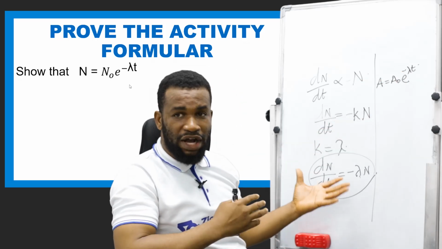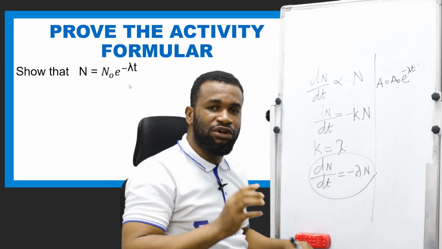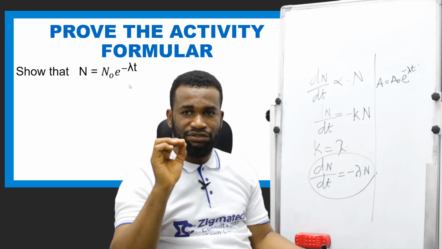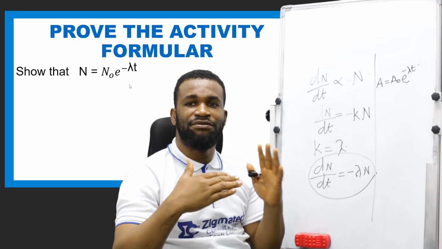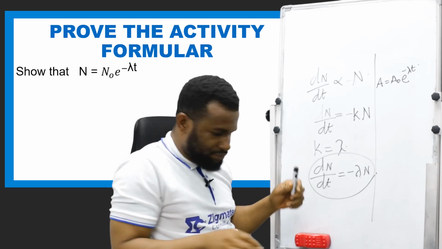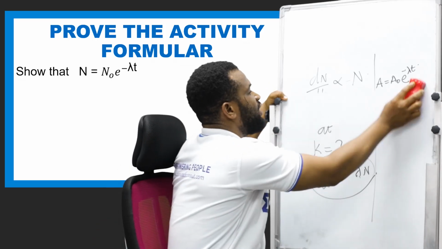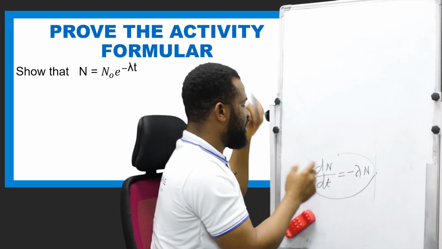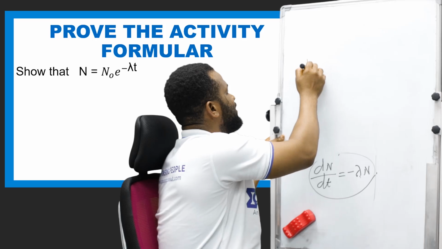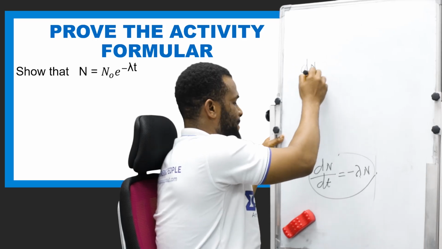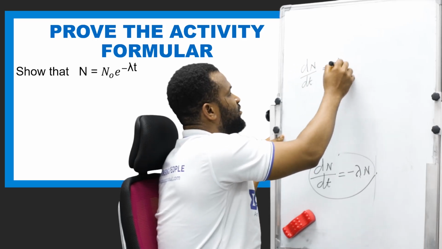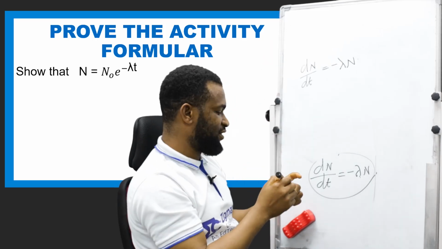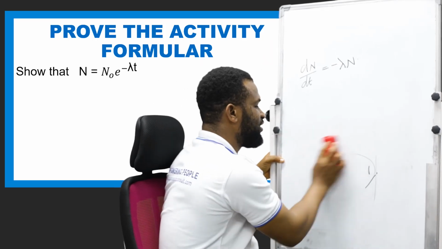Now, how are we going to do this? Let's start. We are going to take it slow for us to be able to understand every step as we are going. Therefore, for me to prove this, I will start from here. So I'm going to say that dN/dt is equal to minus this.